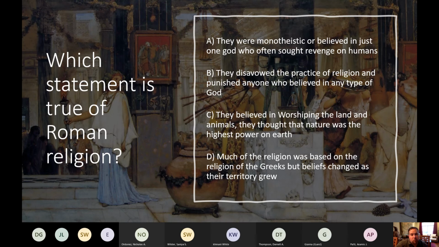Which statement is true of Roman religion? They were monotheistic or believed in just one God who often sought revenge on humans. They disavowed the practice of religion and punished anyone who believed in any type of God. They believed in worshiping the land and animals, and they thought that nature was the highest power on earth. Much of the religion was based on the religion of the Greeks, but beliefs changed as their territories grew. Nicholas, what do we think? D. I agree. Good job.